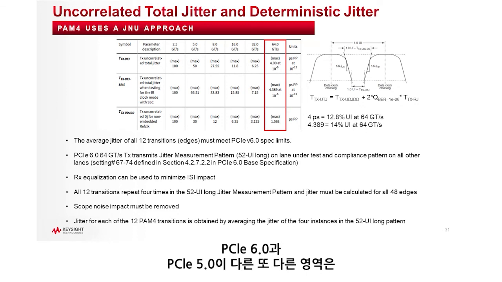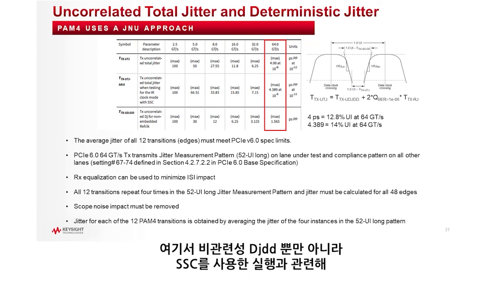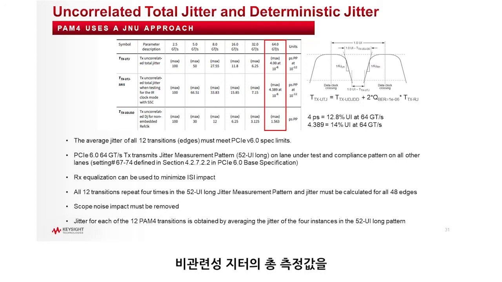Another area where PCI Express 6.0 differs from PCI Express 5.0 is in the area of jitter. And here you can see jitter measurements for total uncorrelated jitter and uncorrelated total jitter when running with SSC, as well as uncorrelated DJ delta delta. So each of these three measurements for uncorrelated jitter have to be made according to different edges. For PAM4 signals, the edges have different slew rates depending on what the starting level is and what the final level is. And we'll get into that in a little more detail.